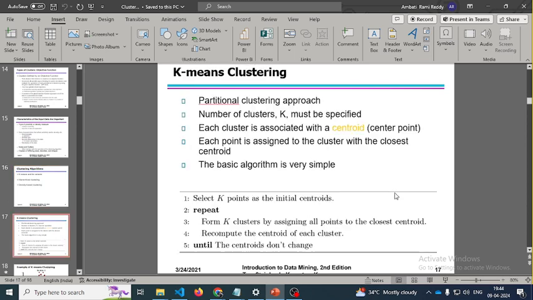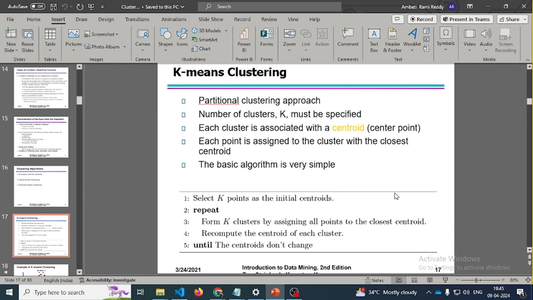So what is k-means clustering? I think you already know mean means the average value. You may have so many data points. Mean means the average value. K means the number of clusters. The K is the number of clusters, and you need to specify that value.